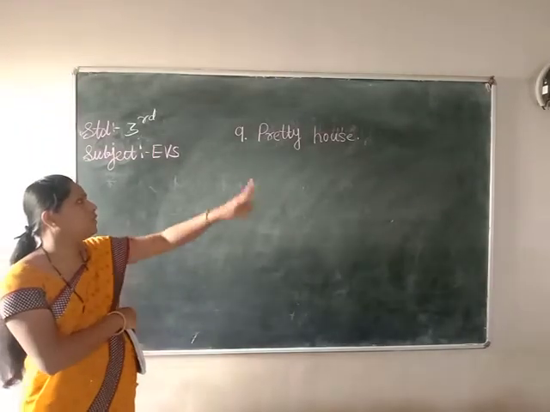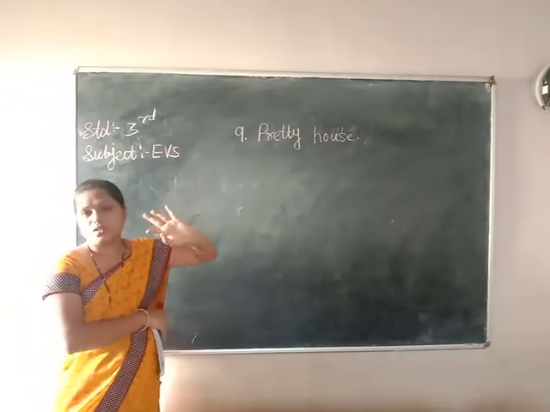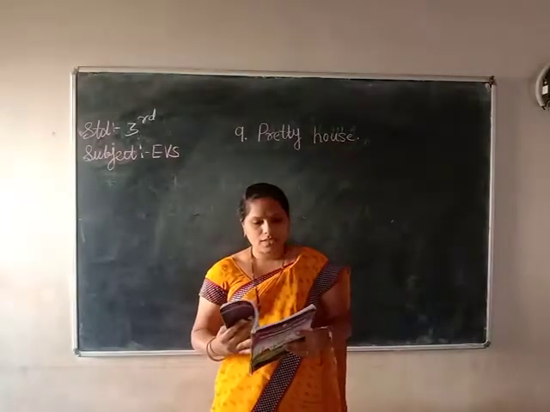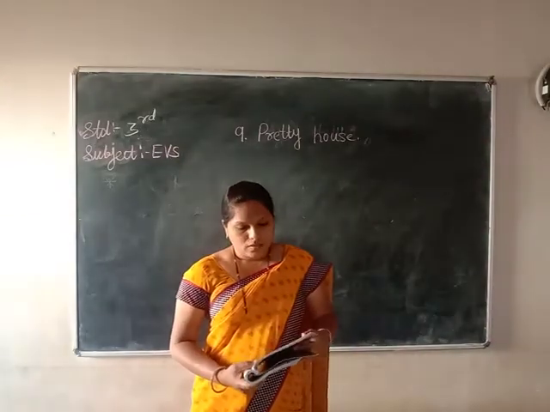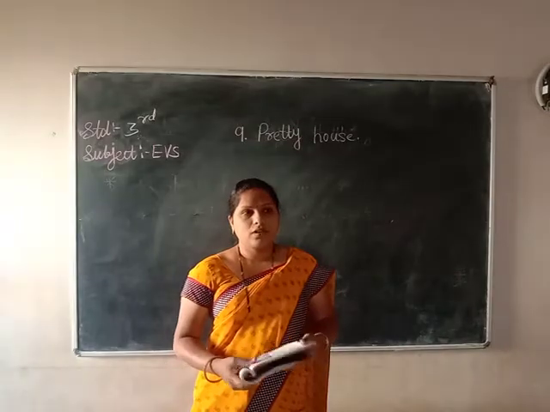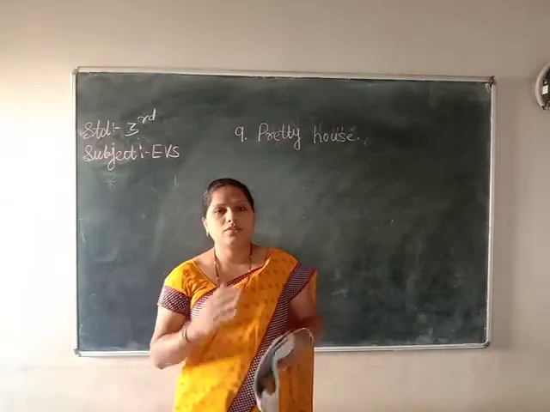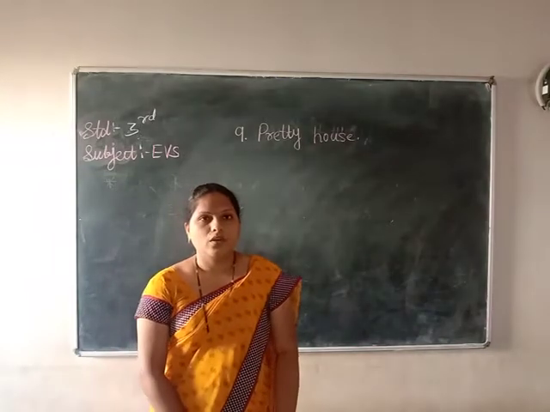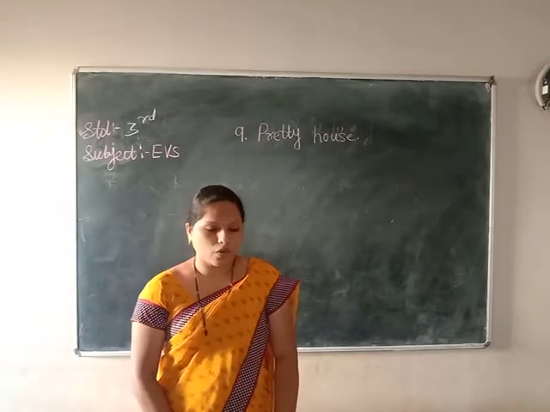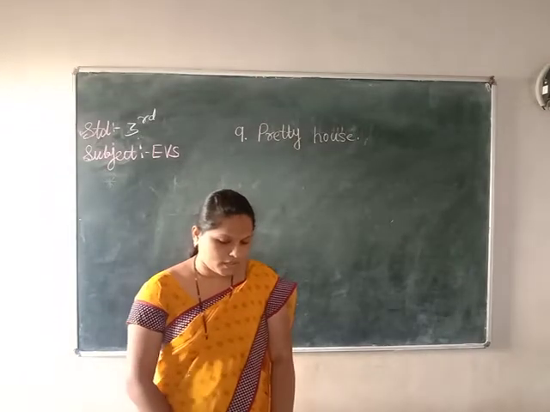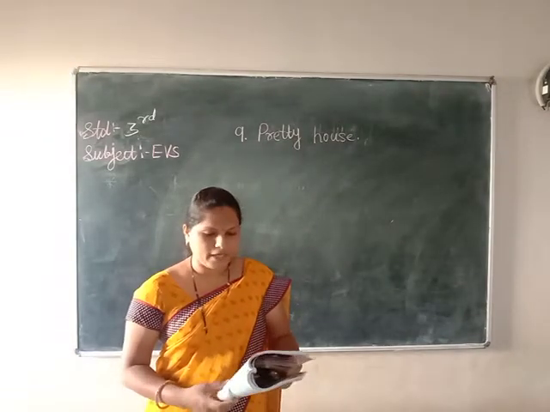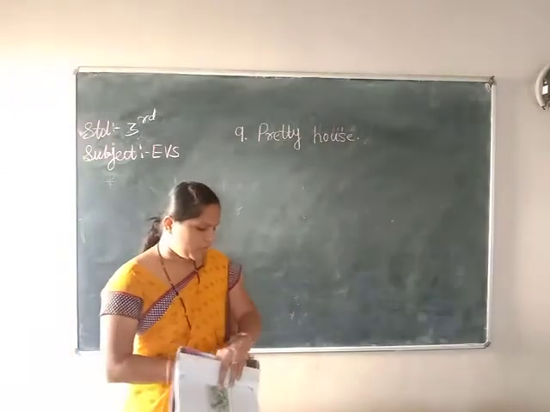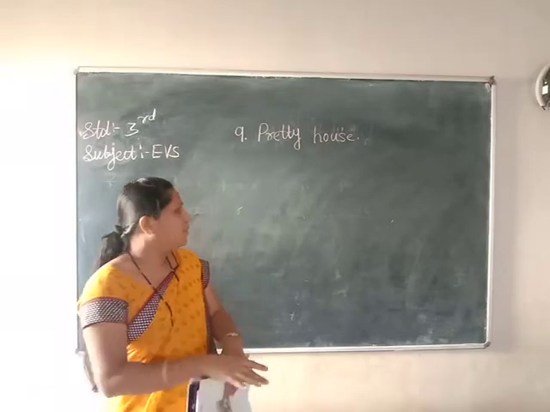Today we have to start a new lesson. Lesson number 9, Pretty House. Page number 79. Are you open? So let's start the lesson. In the last lesson, I taught the different types of houses: hut, tent, house, bungalow, three or four types I have explained. What is the material required to build houses? Now today we have started Pretty House.